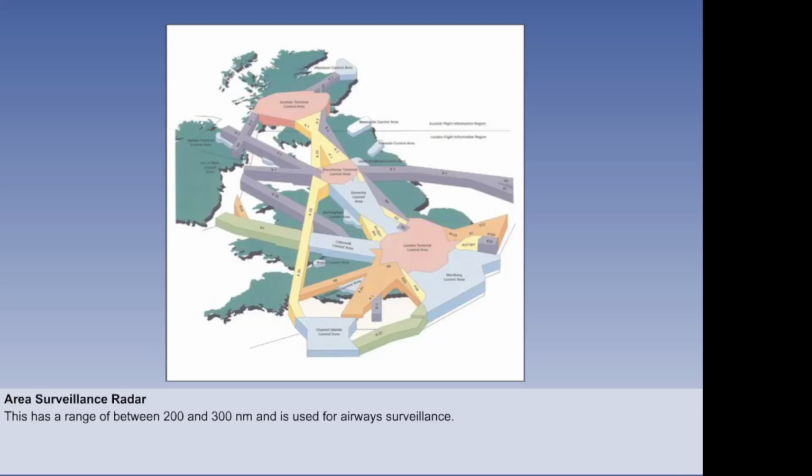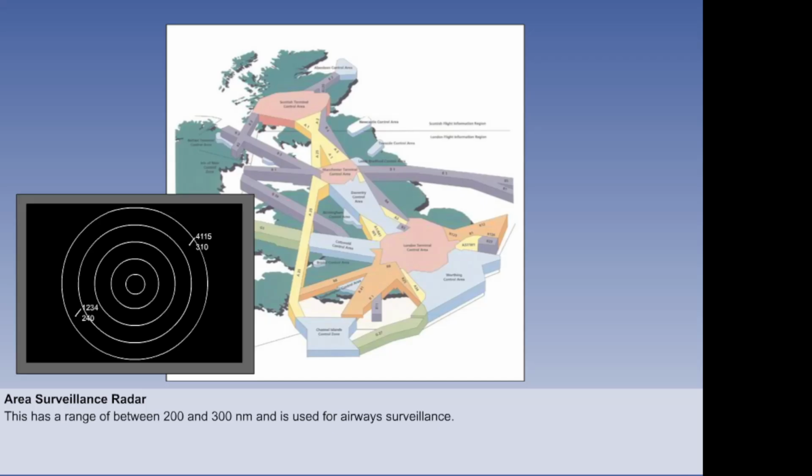Area surveillance radars, also called en route surveillance radars, are used for long range, particularly for airway surveillance, to provide the range and bearing of aircraft. Additional information, such as the aircraft's unique code and flight level, is provided by secondary surveillance radar, which we will discuss in more detail in a later lesson.